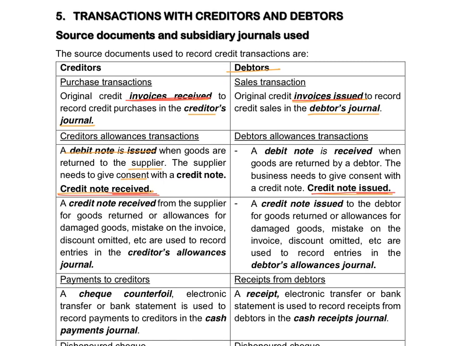The next entry that we will do is payments to creditors. We will pay them with a check, so we will use this check counterfoil to record the entries in the cash payments journal. Receipts from debtors, we will give them a receipt as proof of payment, and we will record this entry in the cash receipts journal.